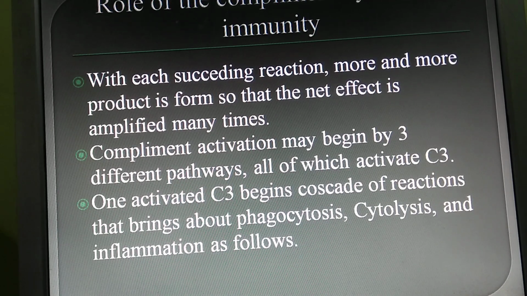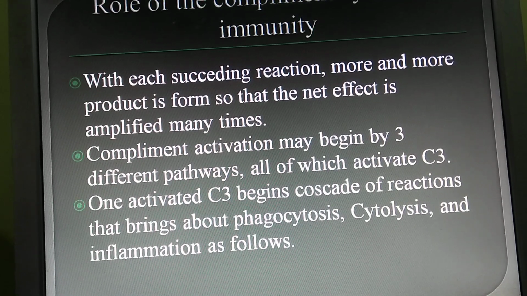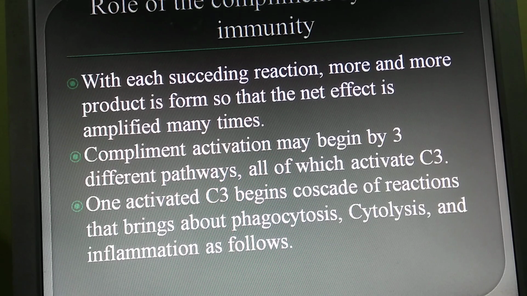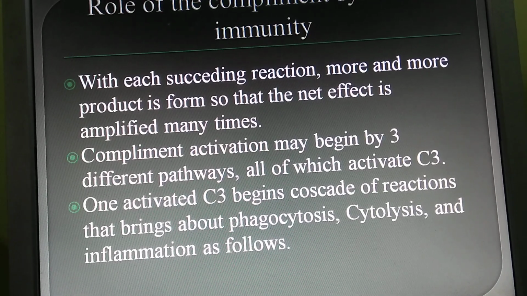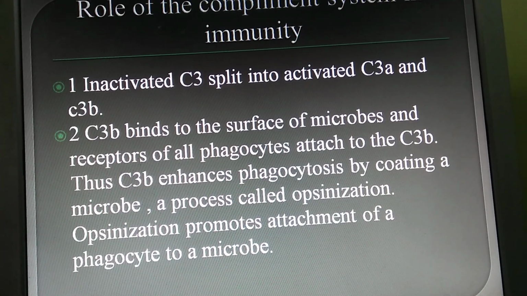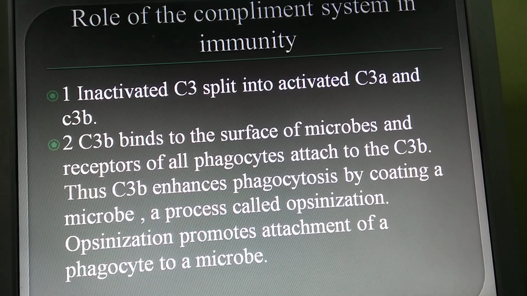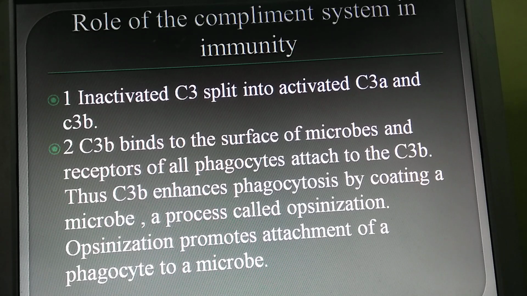Complement activation may begin by three different pathways, all of which activate C3. Once activated, C3 begins a cascade of reactions that brings about phagocytosis, cytolysis, and inflammation. The reaction takes place as follows. Number 1. Inactivated C3 splits into activated C3a and C3b. Number 2. C3b binds to the surface of microbes, and receptors of all phagocytes attach to the C3b. Thus, C3b enhances phagocytosis by coating a microbe, a process called opsonization.